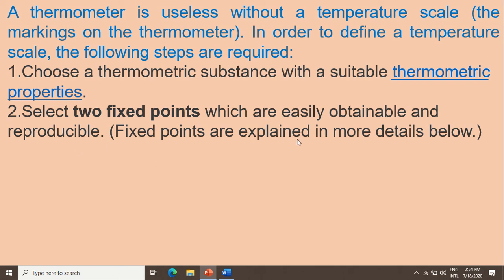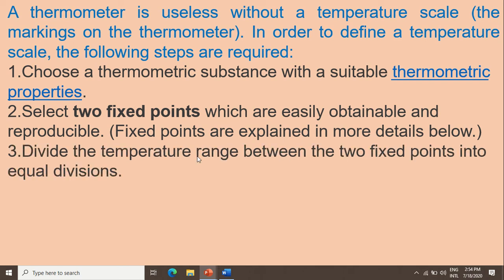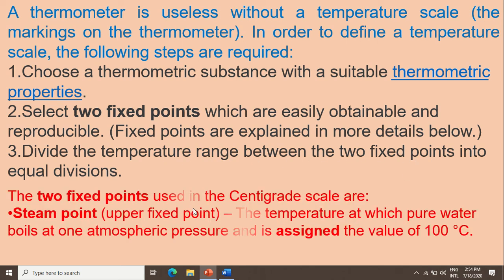Fixed points are explained in more detail below. Divide the temperature range between the two fixed points into equal divisions. Here I am explaining two fixed points. There are two fixed points for preparing the thermometer.